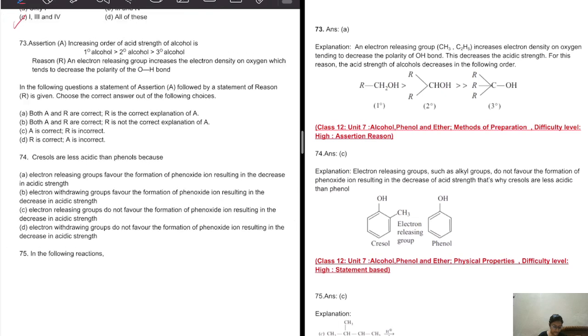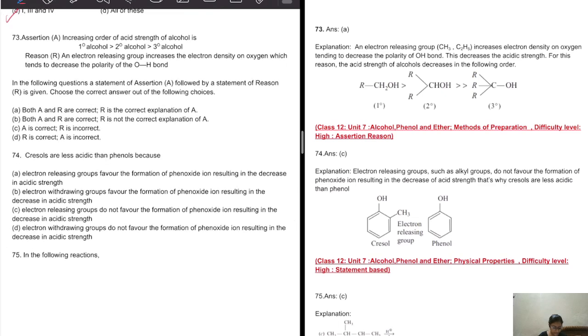Assertion says the increasing order of acidic strength of alcohol is 1 degree, 2 degree, 3 degree. The reason says an electron releasing group increases the electron density on oxygen, which tends to decrease the polarity of the OH bond. So here both are correct.